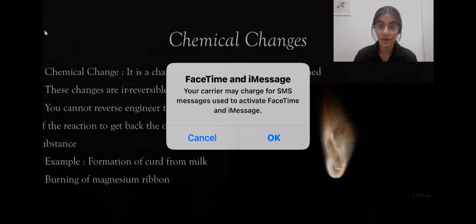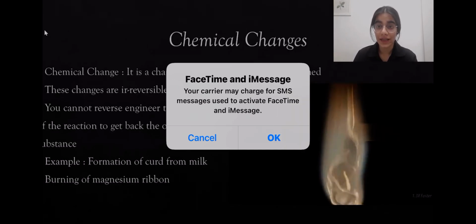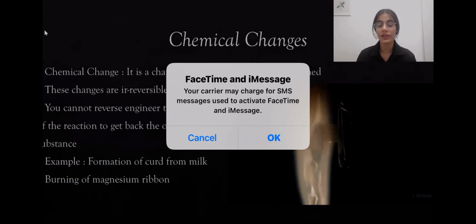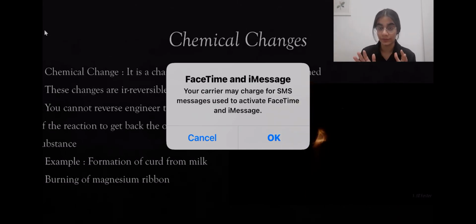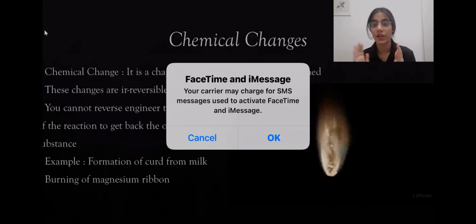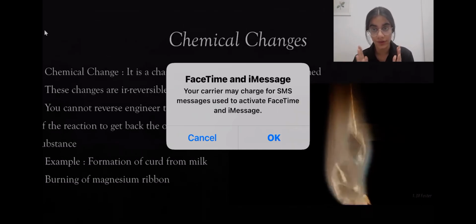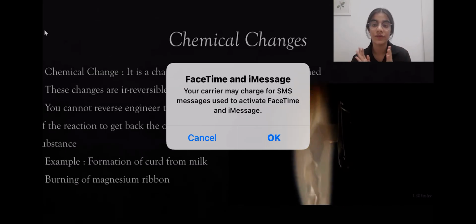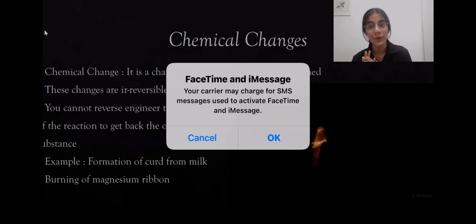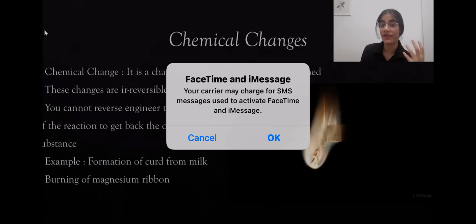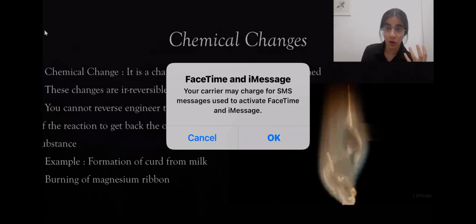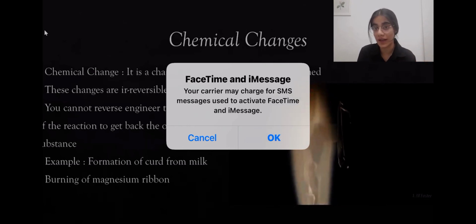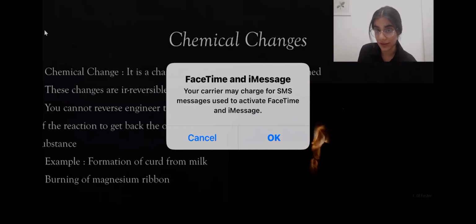Formation of curd from milk. Some kind of bacteria reacts with milk and a little bit of curd to turn that whole milk into curd. A certain temperature condition is also given to this process so that it can take place properly and curd can be formed from milk. But once curd is made, this is a different substance. It cannot go back to being milk. Even if you reverse the temperature, if you reverse the bacteria, it will not go back to being milk.